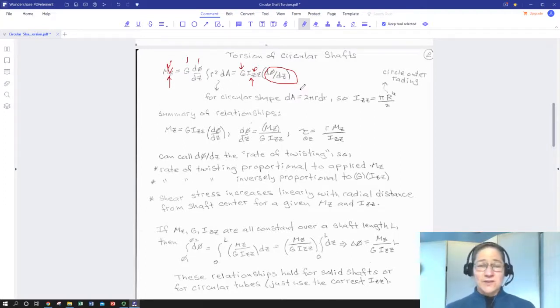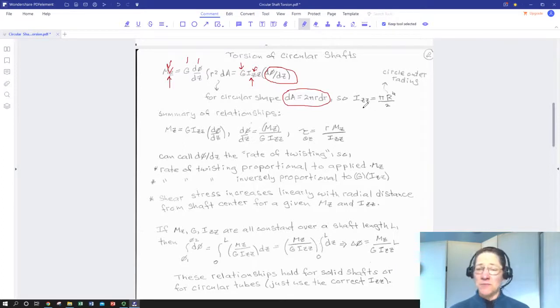So if we restrict ourselves to circular shapes, we can designate what our IZZ is going to be and express it in terms of the radius of our shaft. So that's big R. So IZZ is pi r to the 4th over 2, and we can drop that in if we want. And then all we would need to have is the radius, our modulus, how hard you're twisting, and we'll get basically our twist angle of deflection.